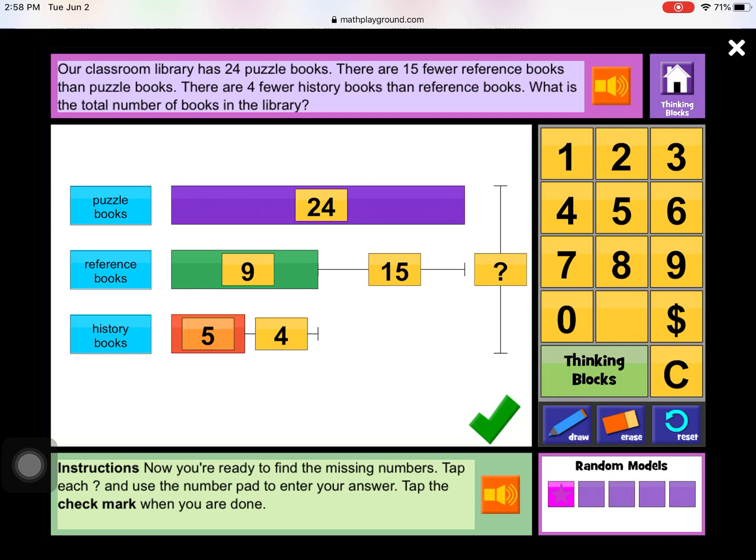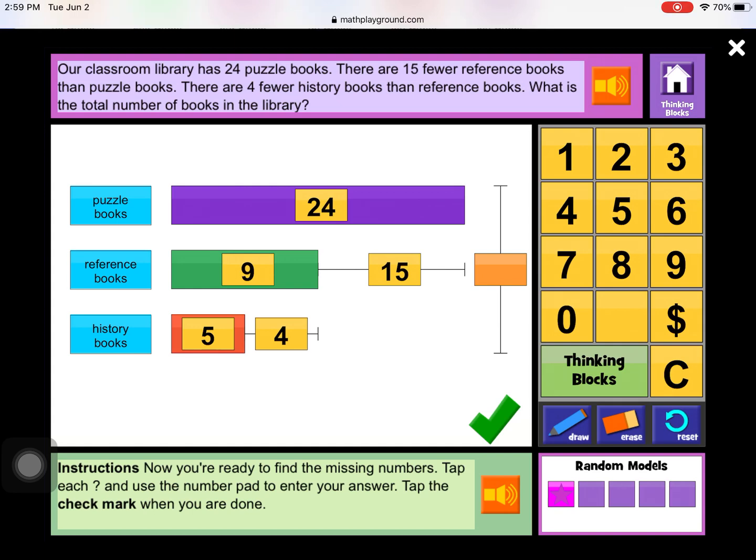And then what it wants me to do is find out how many books there are altogether, which I can get from adding up the 24 puzzle books, the 9 reference books, and the 5 history books. Oh, let me see here. 9 and 5 is going to be 14, and then 24.